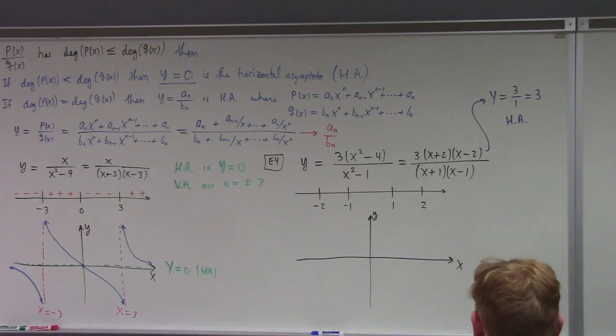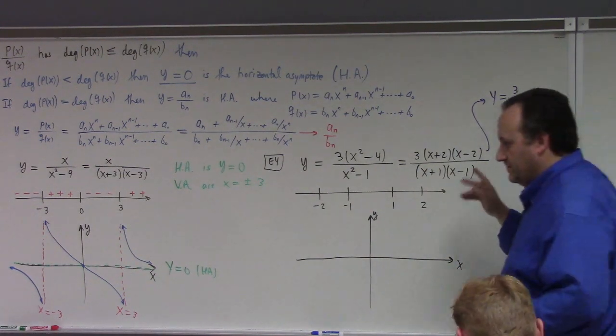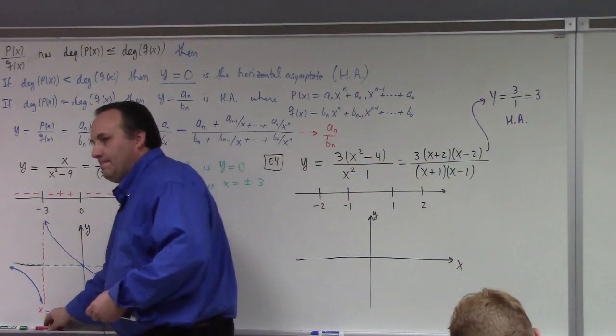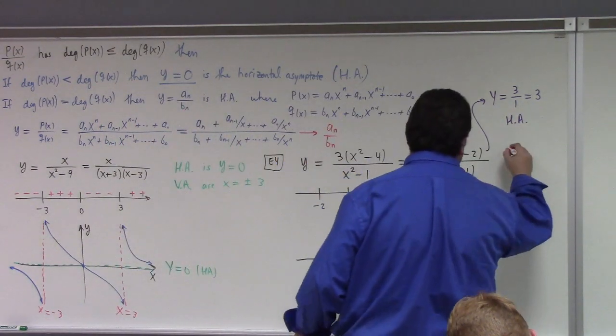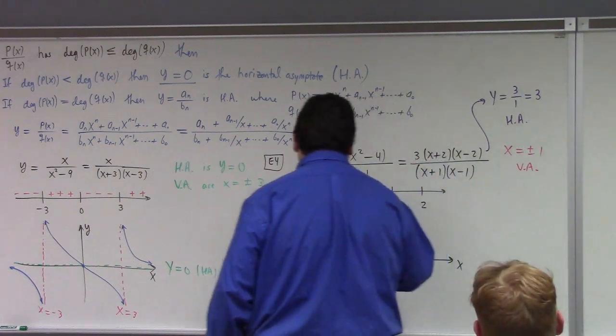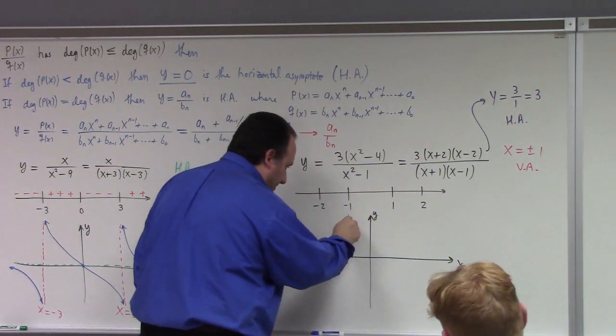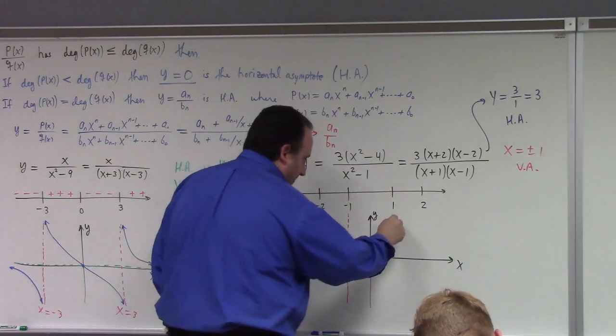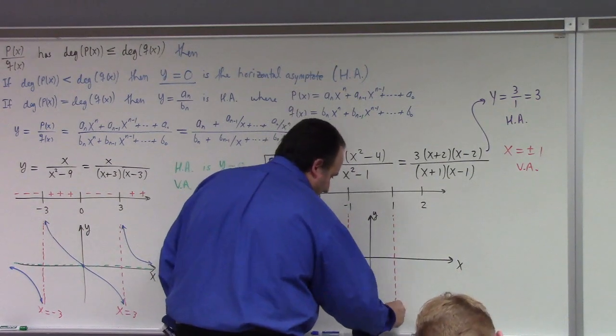What are my vertical asymptotes going to be in this one? Right, x equals plus or minus 1, vertical asymptotes for this one, because I have division by 0 there. Like that and like that.